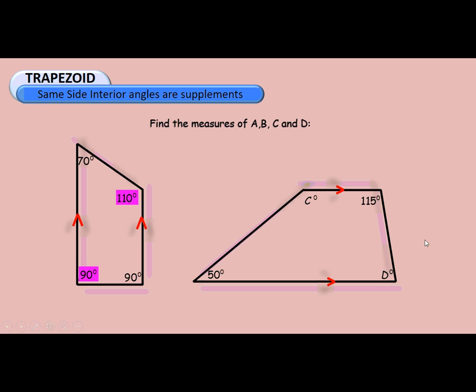Over here in the trapezoid on the right, for angle C, the angle C and the 50 have to add to 180. So angle C is 130. And on the right side, the 115 and D have to add to 180. So D is 65.